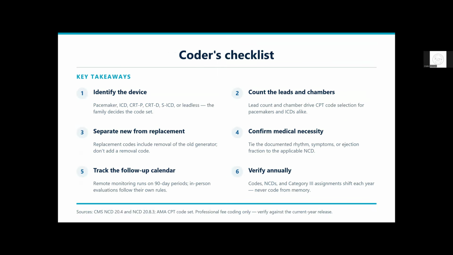Here's your final checklist. Identify the device family. Count the leads in the chambers. Separate new implants from replacements. Confirm medical necessity. Track follow-up timing. Verify codes annually and never code from memory.